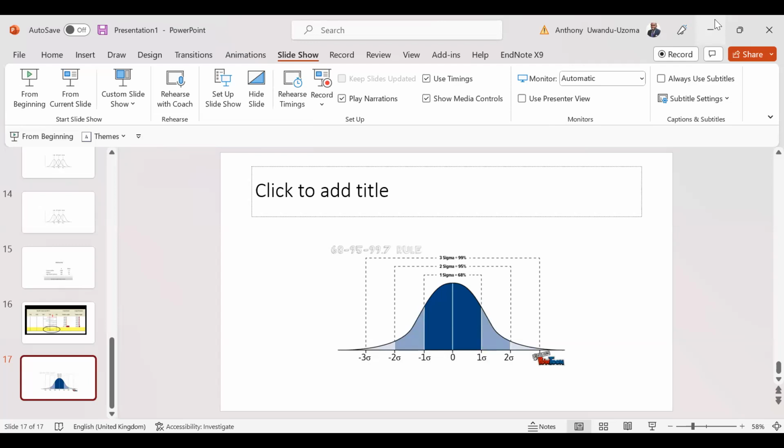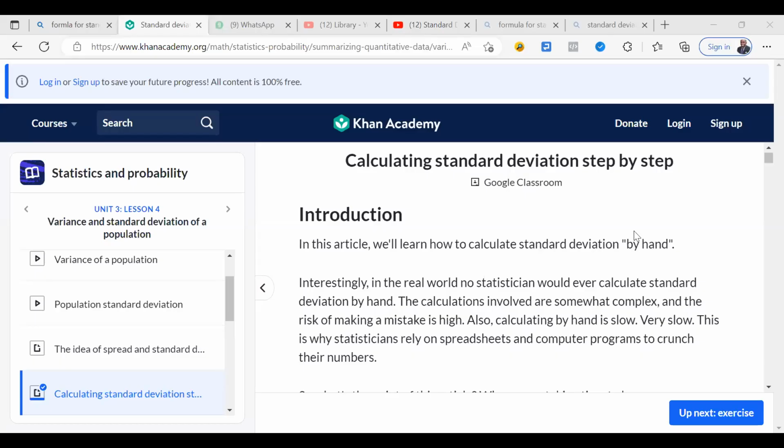Okay. Can you see my screen? No, I cannot see the standard deviation side. Okay. Let me stop sharing again, and then share. Okay. Can you see my browser now? Yeah. Okay.